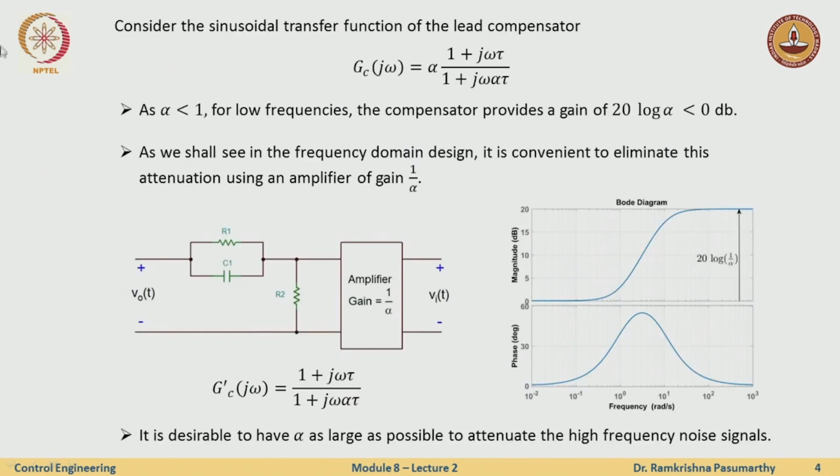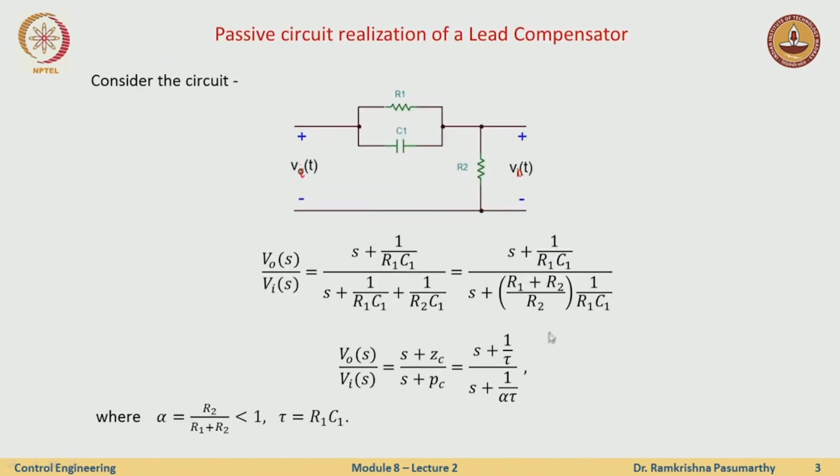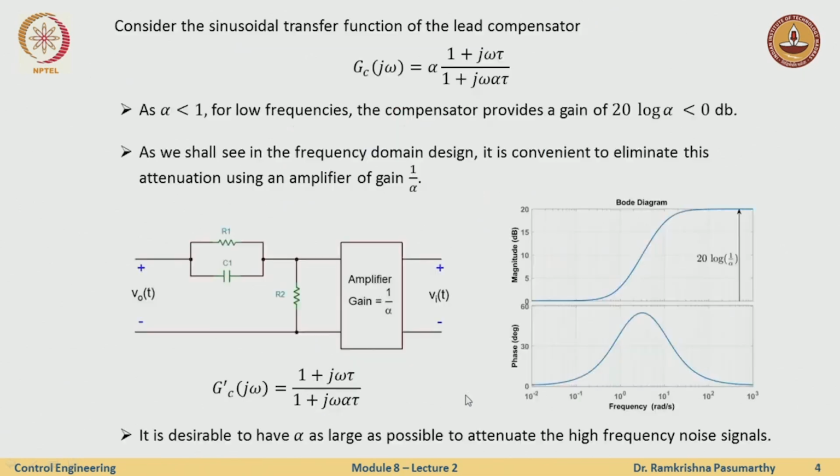Okay, so now how does this look? If I look at the sinusoidal transfer function of the lead compensator, it looks something like this. I have alpha here, and 1 plus j omega tau over 1 plus j omega alpha tau, just rewriting this in the sinusoidal form. So when alpha is less than 1, for low frequencies the compensator provides a gain which is less than 0 dB. If I look at the Bode plot here, and draw it with a regular alpha, my plot would not start from the 0 dB line, it would start somewhere from here depending on the values.